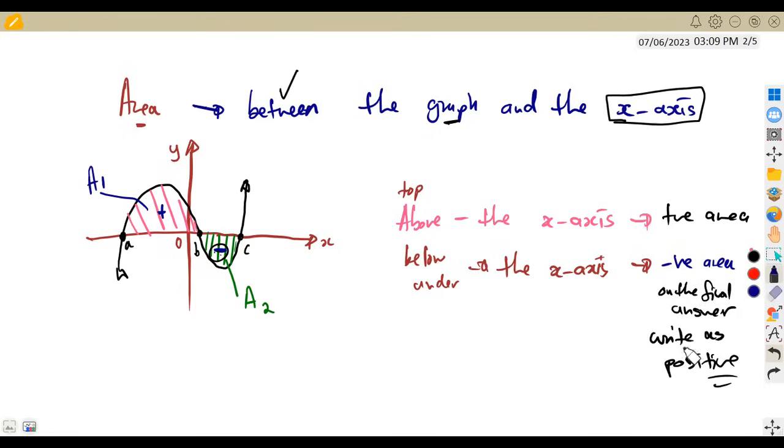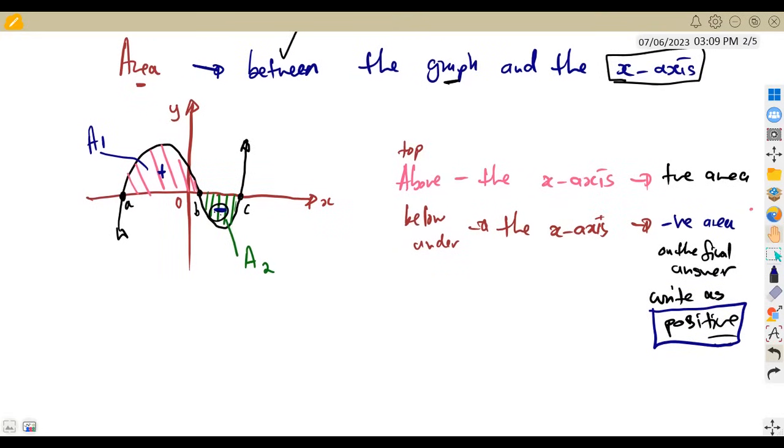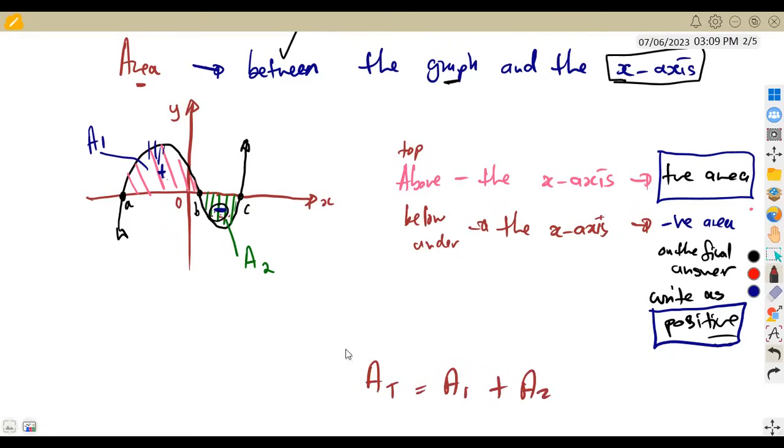If this area that you calculated is a negative, you've changed it to a positive. This one is already a positive because it's above the x-axis. So to find the total area, because there are two portions or two regions here, our total area is going to be area 1 plus area 2. We are going to add this area and this area.